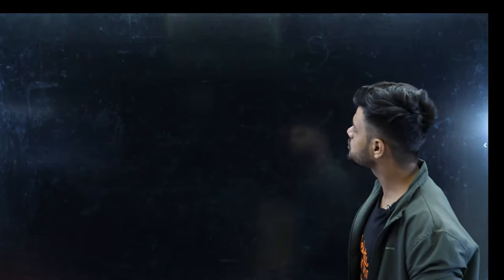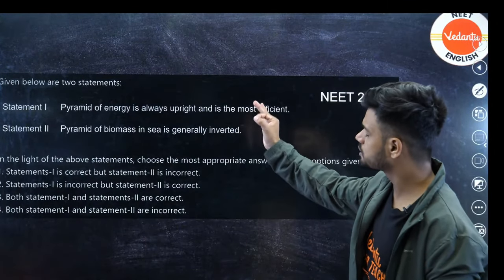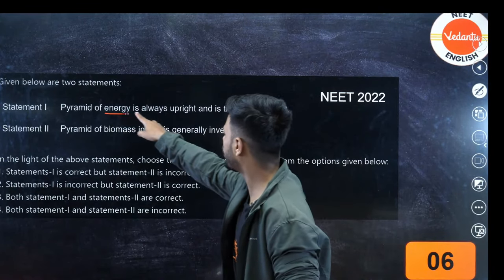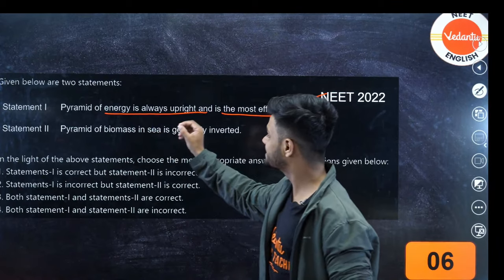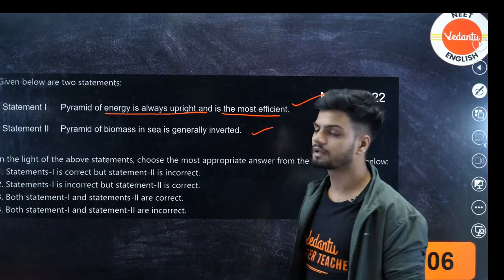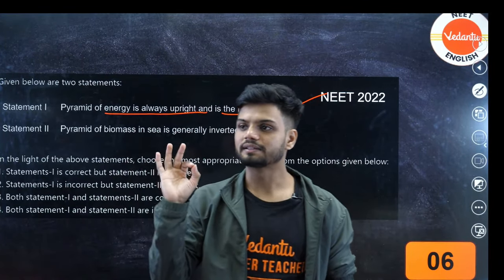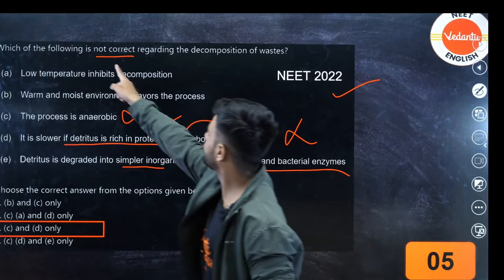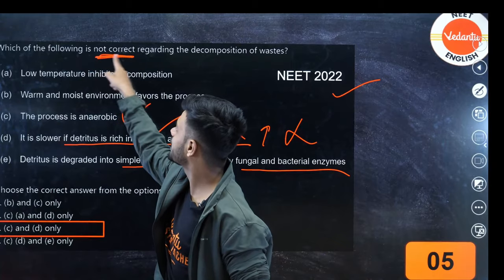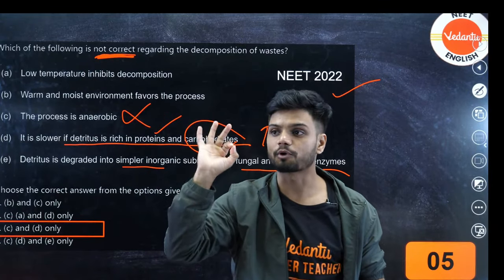Okay? Next question. Given below are two statements. Pyramid of energy is always upright and it is the most efficient one. The pyramid of biomass in sea is generally inverted. Ten seconds. Didn't I mark here, not correct? Read the question properly.